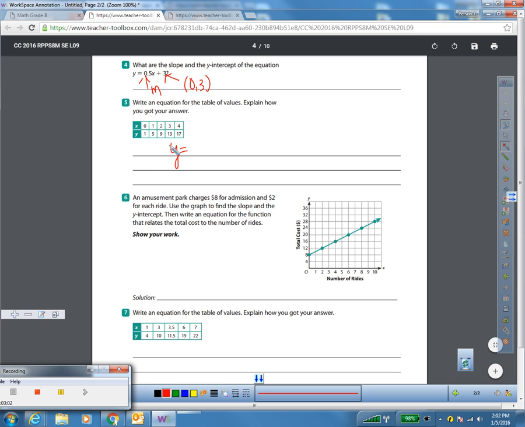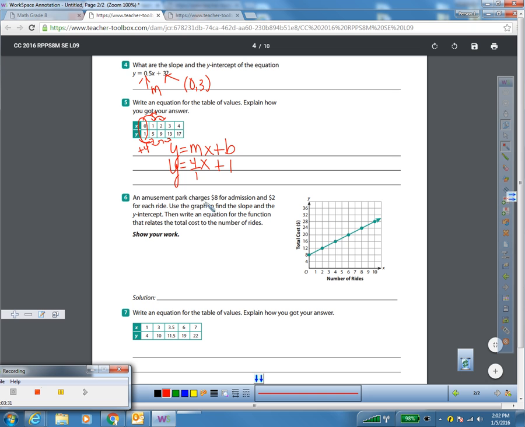Okay, next, write an equation for the table of values, and explain how we got our answer. So you would explain that you start with your y-intercept. And remember, we're looking for two things. Our y-intercept is a positive 1, so I know that's going to be plus 1. And now I'm looking for my slope. So what number goes in front of the x? I'm looking for a pattern. Each time it's going up by 4 here. So I'm going up 4, and my run is going over 1. Up 4 over 1.